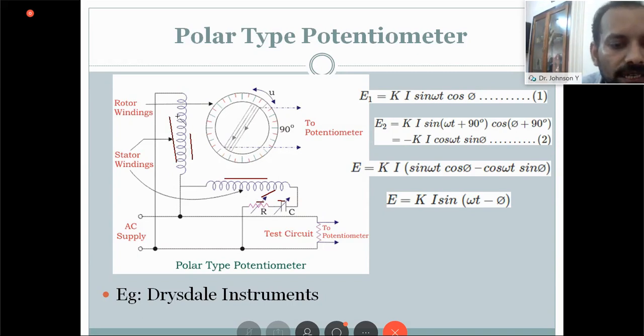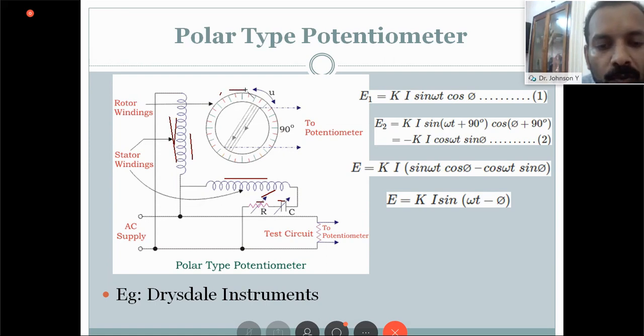So these are the laminated stator windings here. Both are connected to the AC supply. And then there is a rotor winding. It's a circular form, and it has a laminated core. The current flowing through these stator windings will produce a magnetic field around the stator windings, and the rotor winding or rotor core is placed in that magnetic field. So at that time, an EMF will be developed in the rotor windings.